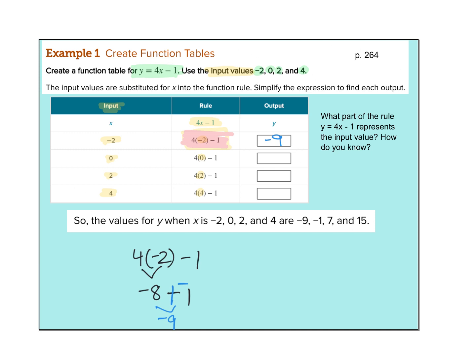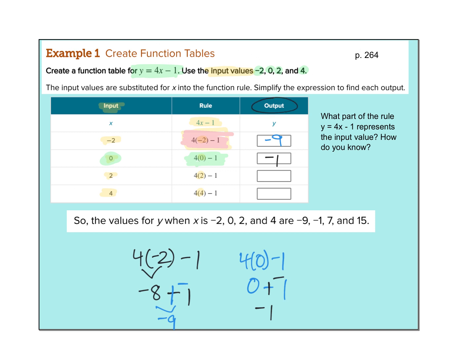Okay, let me do the second one with you. Then I'm going to have you do the bottom two. So I'm going to plug in a 0 now. So my input was 0. I'm going to do 4 times 0. And then it says -1. Well, 4 times 0 is 0, -1. Again, I think I'll probably add the opposite. So I'll add the opposite. 0 plus -1 is -1. So I get an output or a y value of -1.